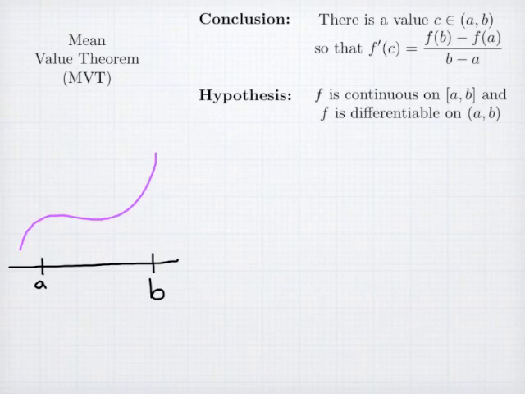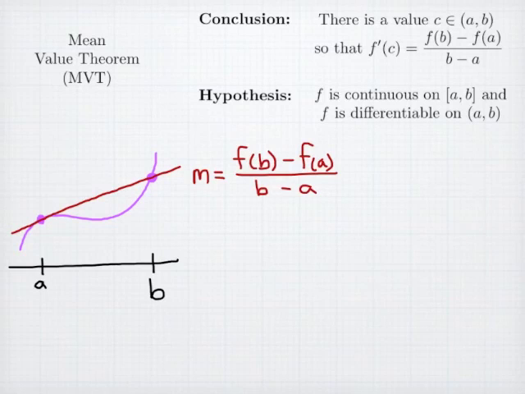Having identified our interval, we have endpoints at a and at b. And so I can talk about an average rate of change. The average rate of change of a function over an interval is the slope of the secant line. And so the slope of the secant line is given by the average rate of change. The conclusion of the mean value theorem is to claim that there is a point somewhere between a and b where the slope of the tangent line matches the slope of our secant line.